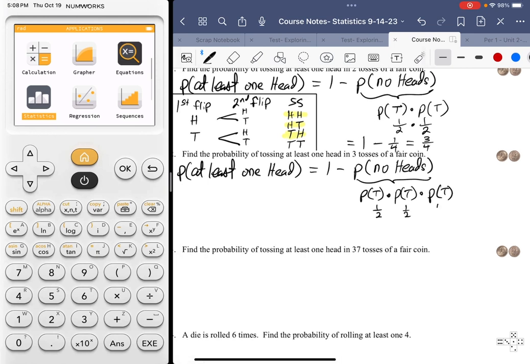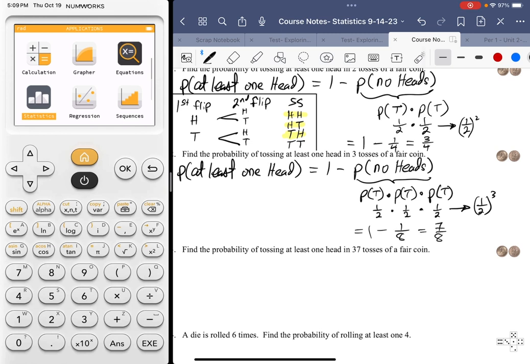But we want to learn from this a little bit, because just thinking forward to the next problem, we're going to have to flip that coin 37 times. So we start thinking of shortcuts here. In this case, we had 1/2 times 1/2, which was because there were 2 instances of tails. That's the same as saying 1/2 to the second power. In this case, it's the same as saying 1/2 to the third power. So 1/2 to the third power happens to be 1/8. 1 minus 1/8 will give me 7/8.